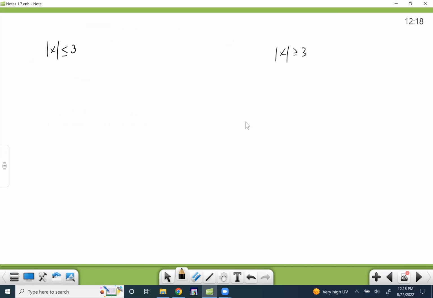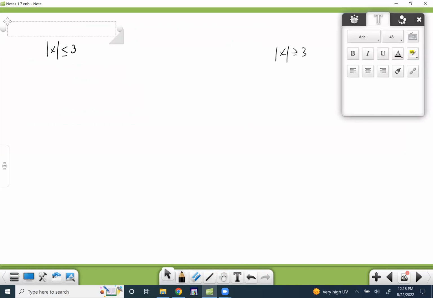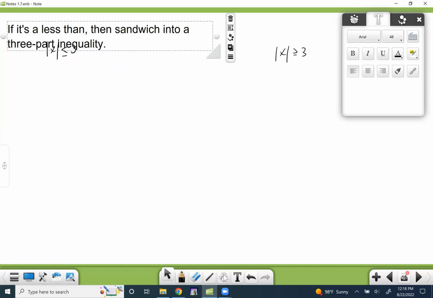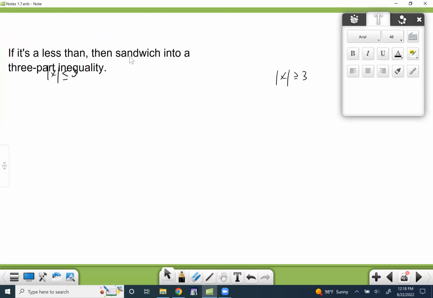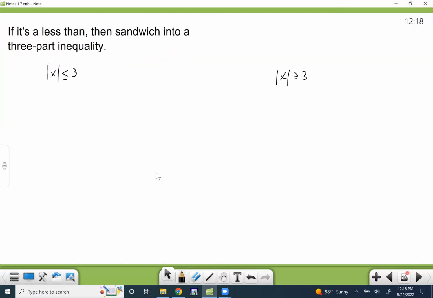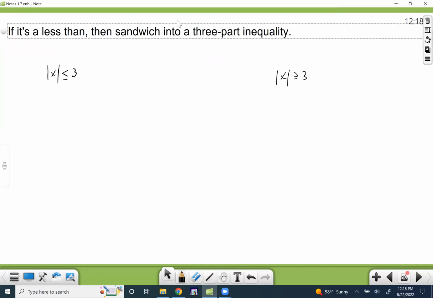So my claim is that if it's a less than, you sandwich it into a 3-part inequality. Okay. It's my claim for, you know what, I'm just gonna do this, you guys. Thank goodness for these smart boards, huh, or these programs. All right. If it's a greater than, then you're just gonna do 2 cases.